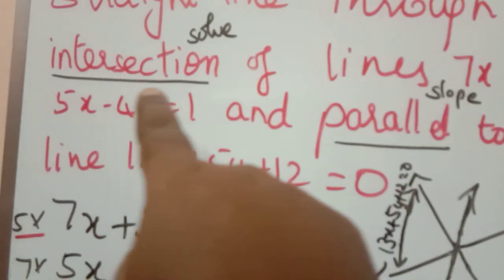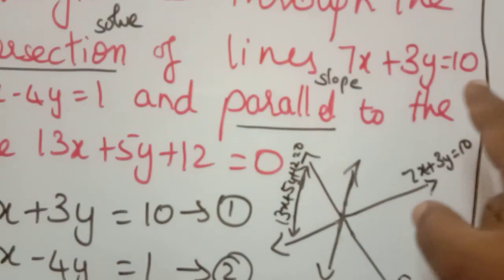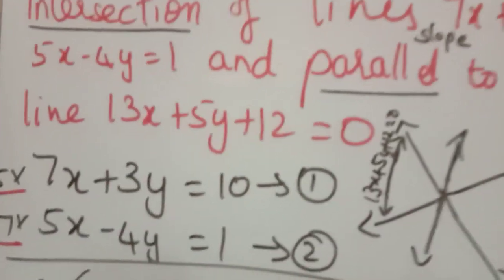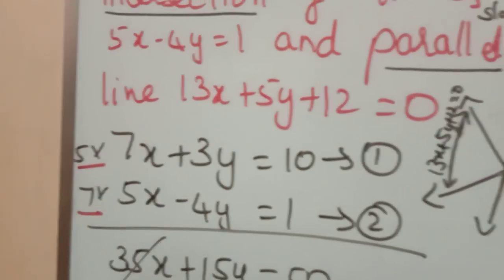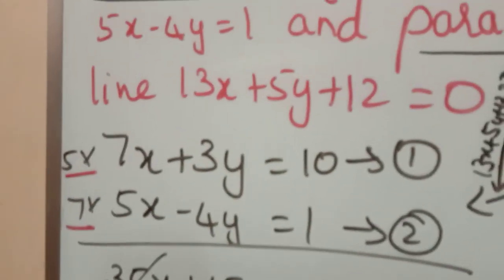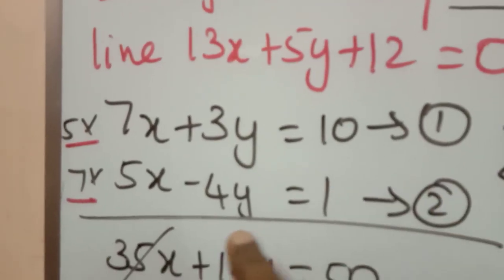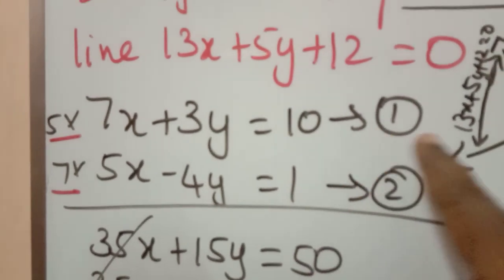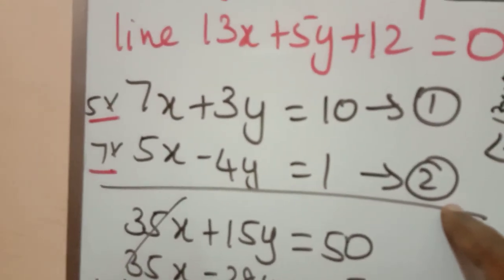So intersection means we have to write solve. Immediately after the word intersection or point of intersection, 2 equations will be given, and we have to solve those 2 equations. We know the elimination method, so using that we can solve, or the cross multiplication method, whatever it is. So 7x plus 3y equal to 10, 5x minus 4y equal to 1. Consider the first equation and second equation.